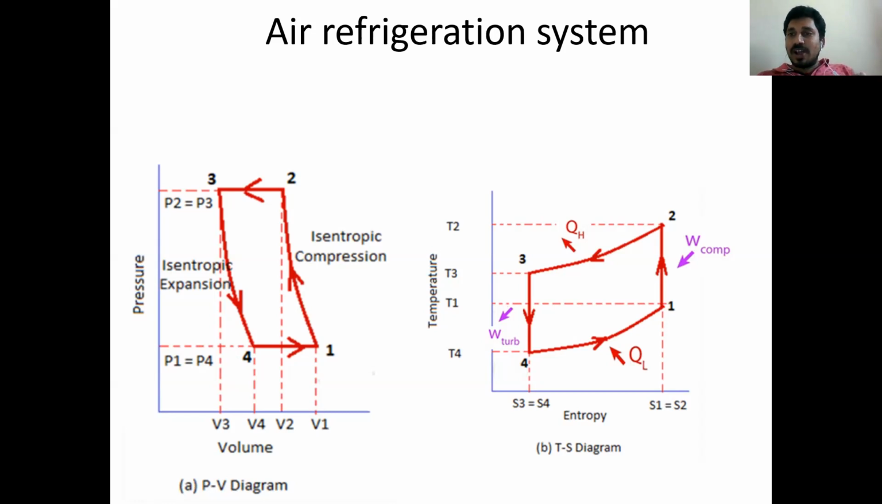Four notation values: W compressor, W turbine, QL, QH. QL means the amount of heat removed from the refrigerated space. QH is the amount of heat supplied to the surroundings.